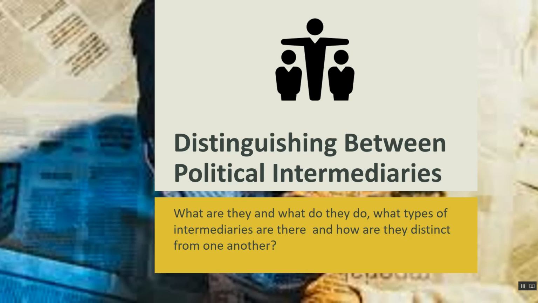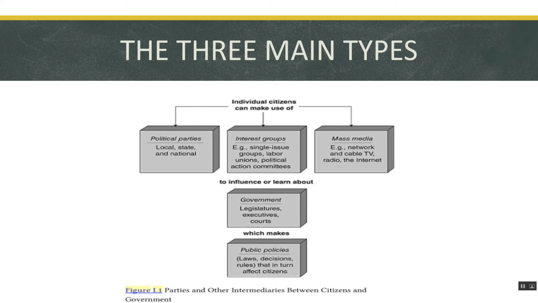We're going to begin with that first learning objective. So we're going to distinguish between political intermediaries by first identifying what they are, and then discussing the three major types of political intermediaries and what political intermediaries do. And then we're going to move on to begin discussing some of the differences between parties and interest groups. All right, we'll begin with the definition.